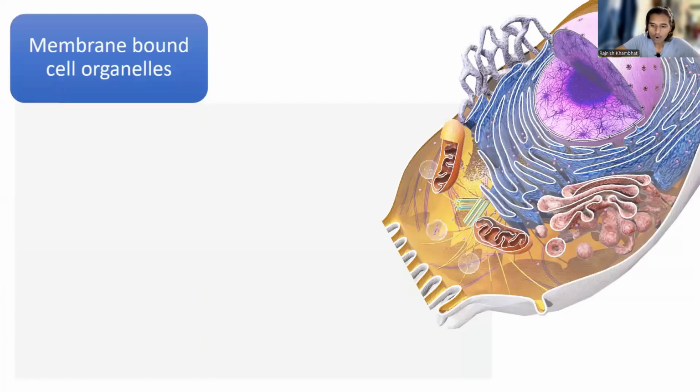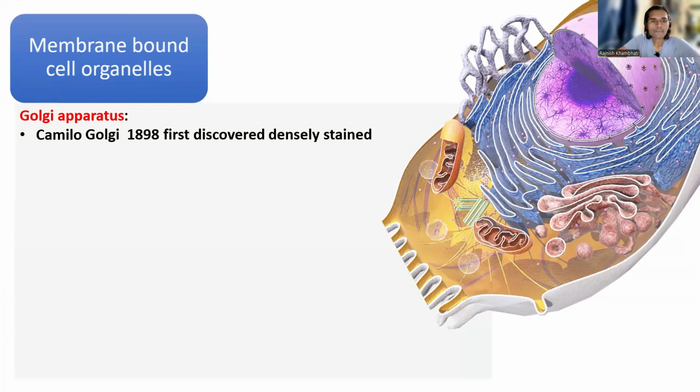The second membrane bound cell organelle is the Golgi apparatus. It was first discovered by Camillo Golgi in 1898. Yes, don't disturb right now, please. Do not comment right now. So again, I'm saying Golgi apparatus. It is discovered by Camillo Golgi. It is the name of a scientist.